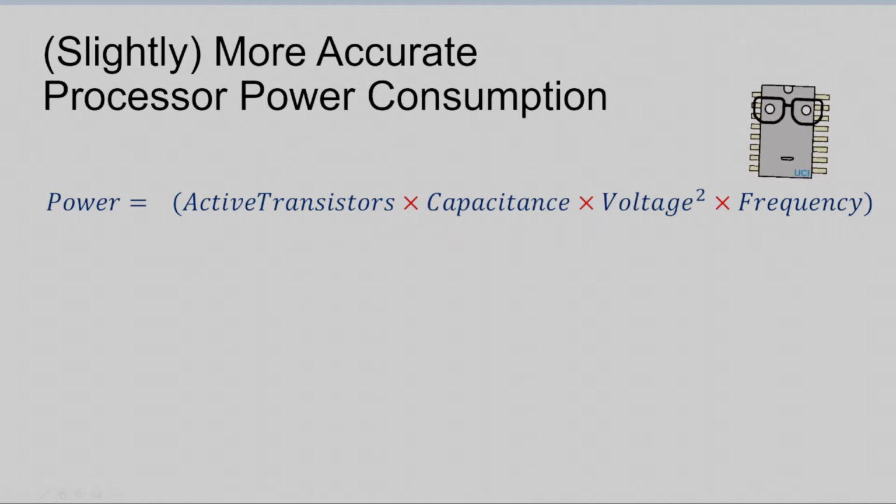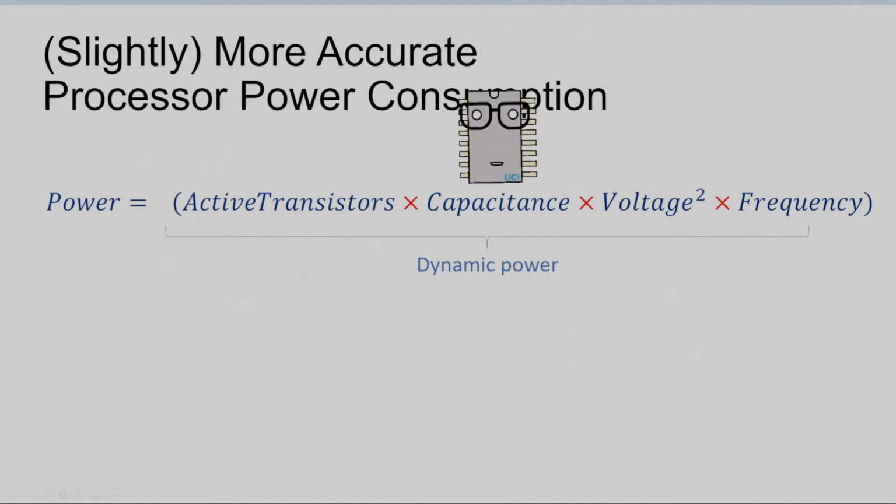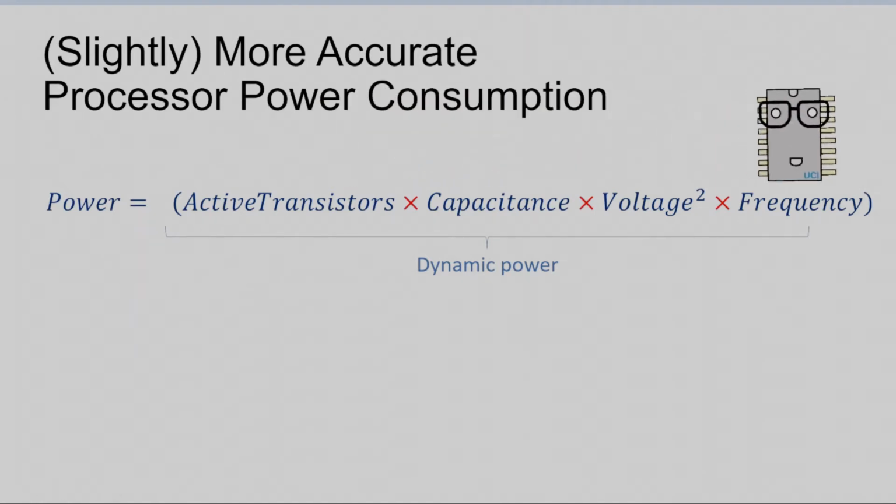And this is only half of the equation. This part is called the dynamic power consumption. It has to do with the power consumption involved in switching transistors back and forth. That's why it has a factor called active transistors. If a transistor is just sitting there holding the same value across every clock cycle, it will not have much dynamic power.